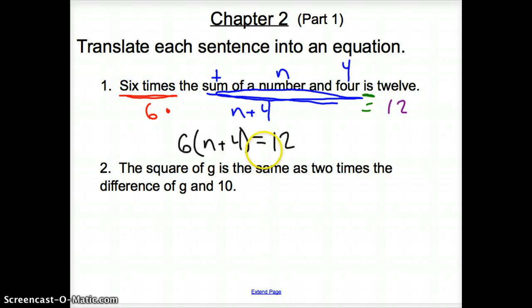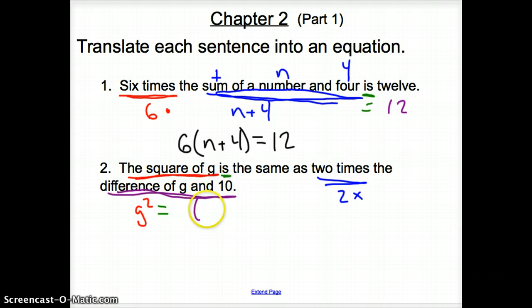Again, let's do the same thing with number 2. Read the problem first, and then go back through the problem and see what you can piece together. The square of g is the same as 2 times the difference of g and 10. So here we have the square of g. That means it's g squared. Is means equal. Then 2 times the difference. What does 2 times mean? It means 2 times something, and then the difference of g and 10. What does difference mean in math? Difference means subtraction, and so we have g minus 10, and we have to remember our 2 times.